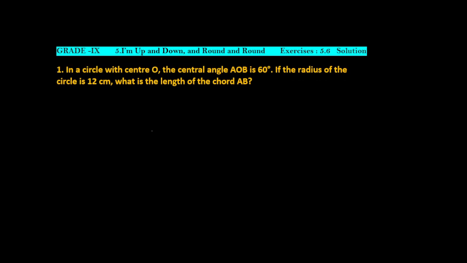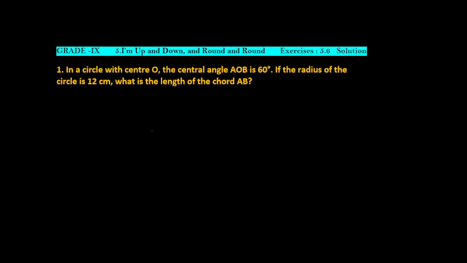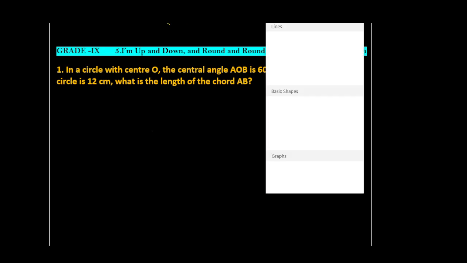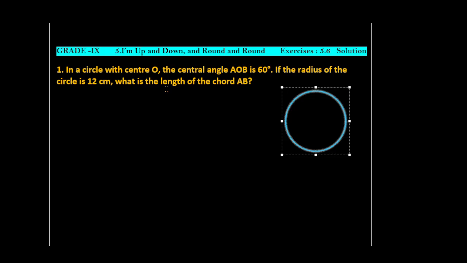Exercise 5.6. In a circle with center O, the central angle AOB is 60 degrees. If the radius of the circle is 12 centimeters, what is the length of the chord AB? So, take a circle. In the circle, O is the center, then angle AOB.